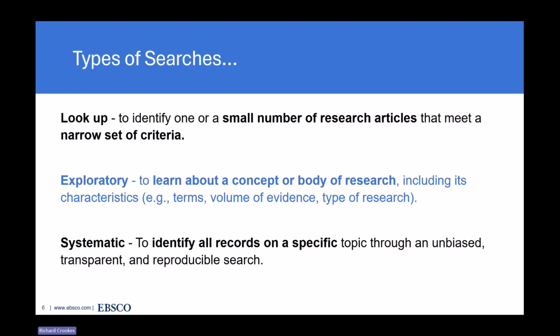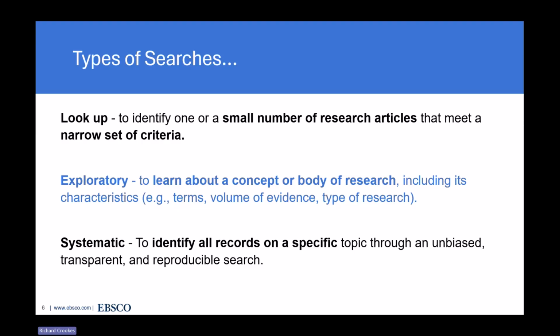And with that in view, we need to consider the types of searches. So, of course, it could be just a simple lookup using MEDLINE to identify one or a small number of research articles that meet a specific criteria. So it could be for the retrieval of specific facts, incidence, prevalence, etc., in response to a specific question. It can be more exploratory to learn about a concept or body of research, including its characteristics. So it could be the terms used, the volume of evidence, the type of research. Again, could be a general scoping search, or as in this case, it could be more systematic. So in other words, you're attempting or advising users how to identify all records on a specific topic through an unbiased, transparent, and reproducible search. So really, it's the third category that we're looking at in this session this afternoon.